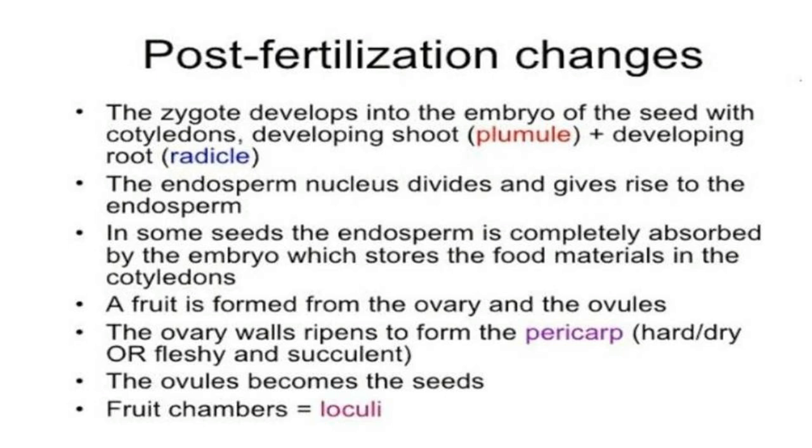A fruit is formed from the ovary and ovule. The ovary wall ripens to form a pericarp. The ovules become the seeds and the chamber is filled. The ovules present inside the ovary develop into the seed. The ovary enlarges to store the food material and develops into the fruit.